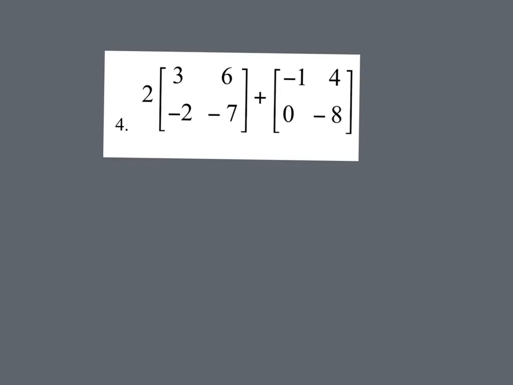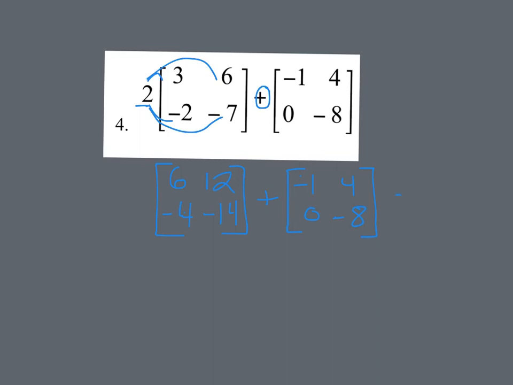Our last example here involves not only addition, but we have the scale factor that's right here. So we need to take care of this part first. Let's go ahead and multiply that. That's going to be 6, 12, that's -4, that's -14. Now we're just going to add what we just got to the second matrix. Also remember, guys, you still have to follow order of operations. So that's why I multiplied first. I don't add first, I multiply first.